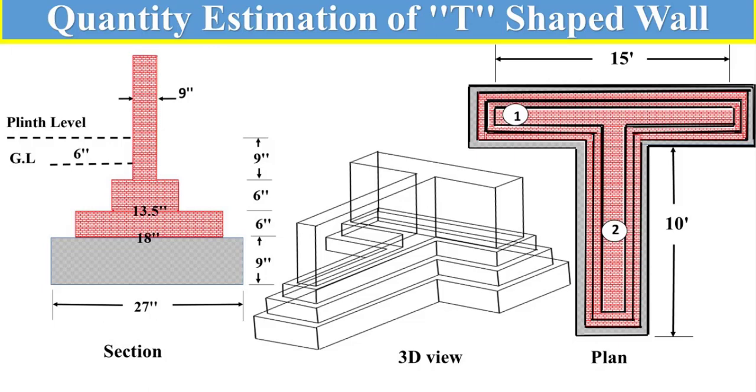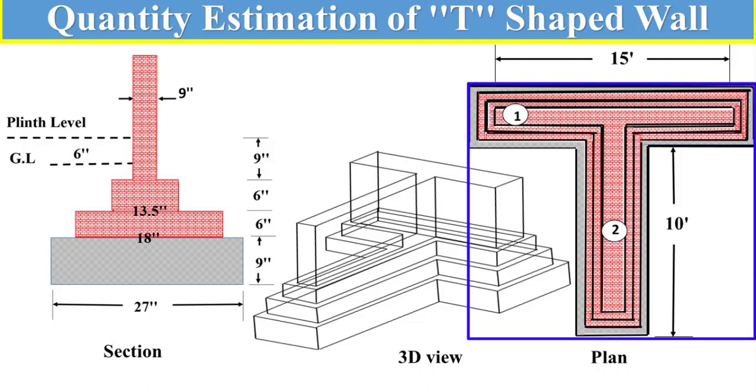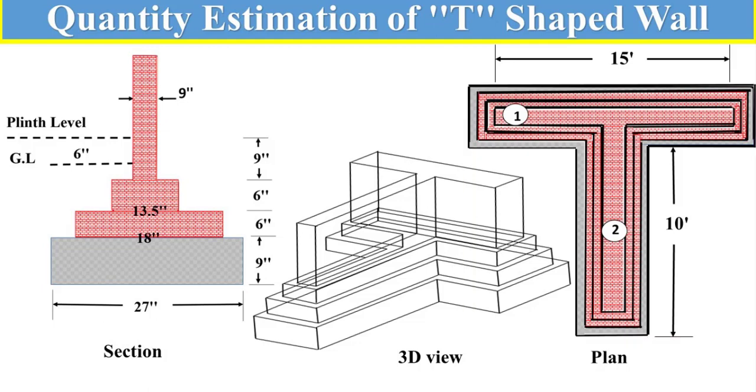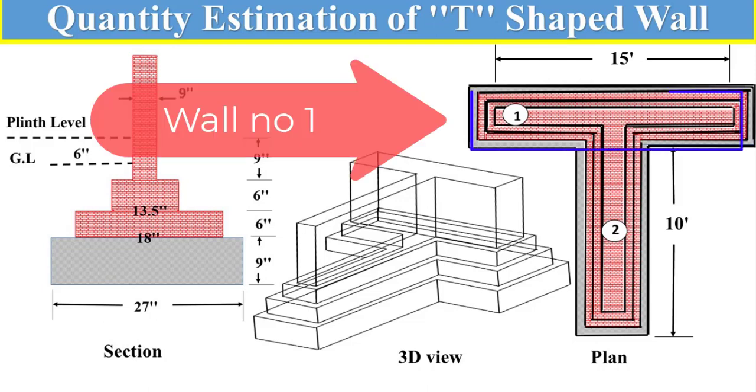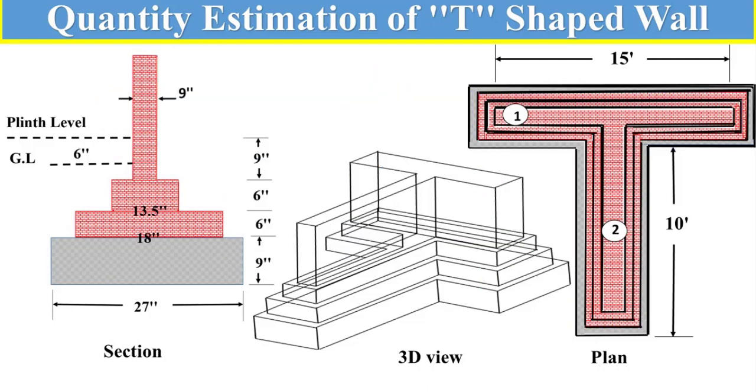Today we will learn about how to find the quantity estimation of T-type of wall. The rightmost figure shows the plan of the T-type of wall. It is divided into two portions. For simplicity, that is labeled as 1 and 2. The dimension of the superstructure plan is given. The length of wall 1 is 15 feet, while the length of wall 2 is 10 feet.